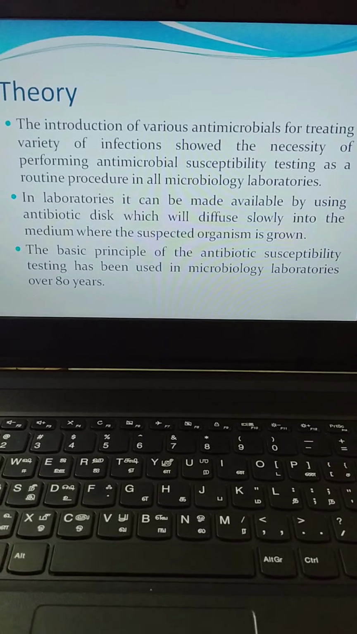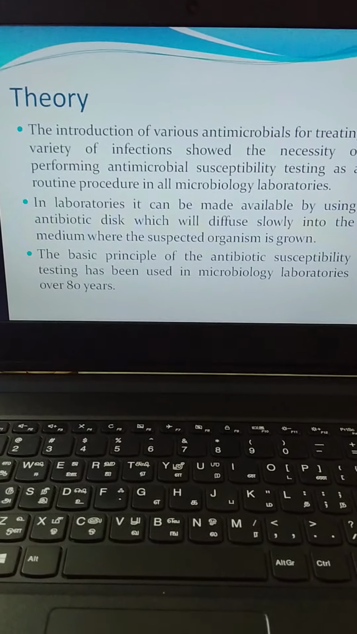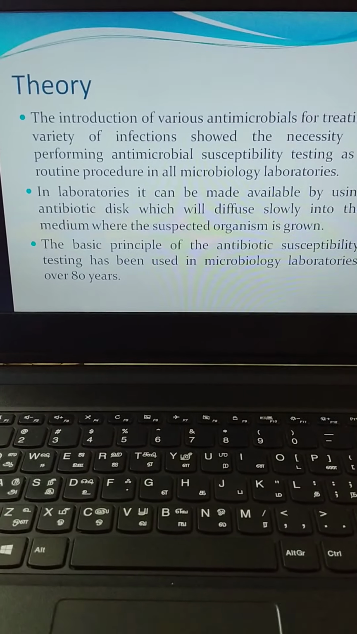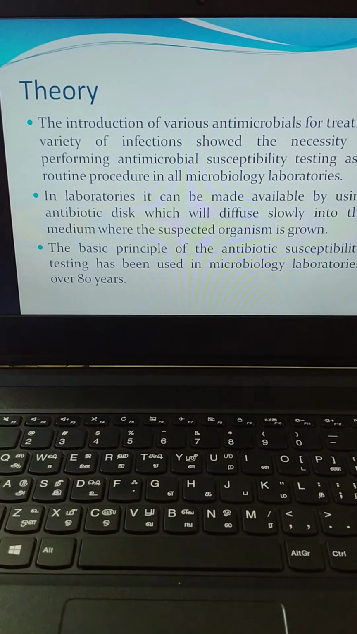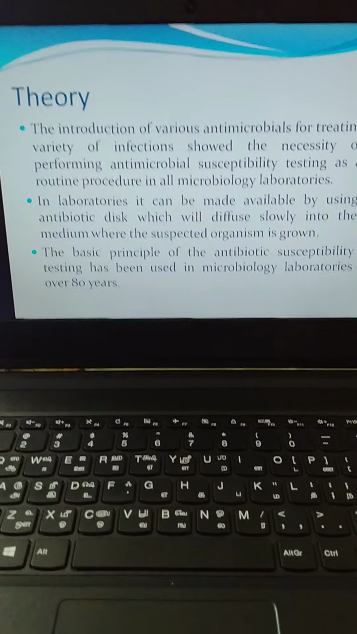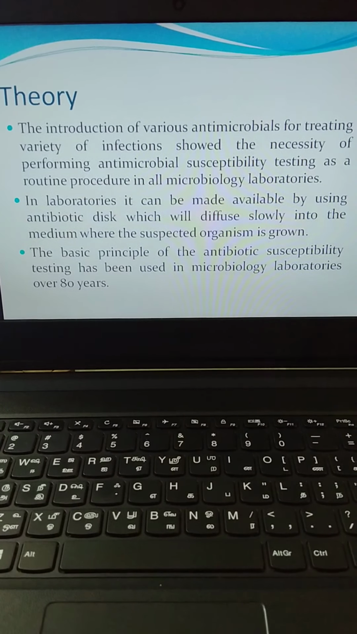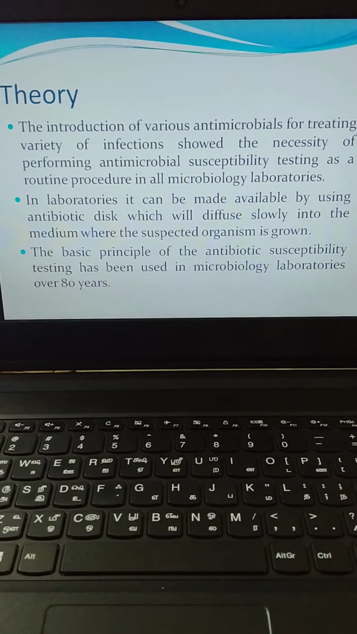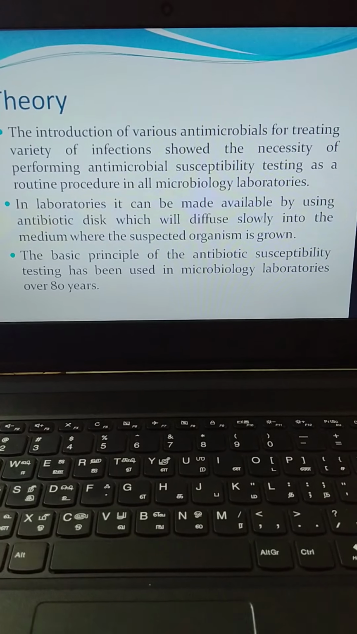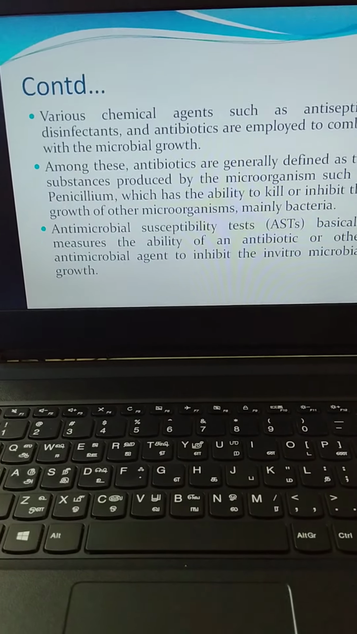In laboratories, it can be made available by using an antibiotic disc, which will slowly diffuse into the medium where the suspected organisms are generally grown. Here, the basic principle is used. This basic principle of antibiotic susceptibility testing has been used in microbiology laboratories for over 80 years now.